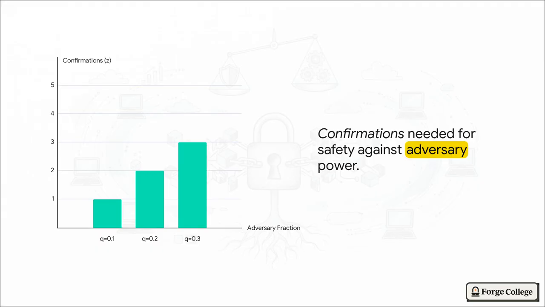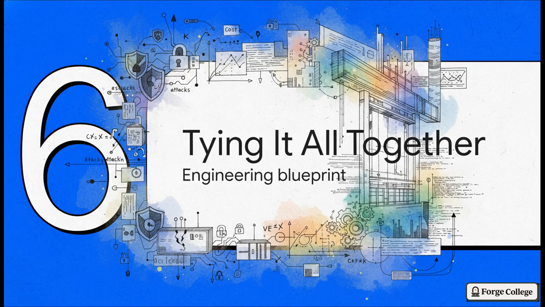I mean, if Q is only 0.1, it takes very few confirmations to be completely safe. But if Q is a much stronger 0.3, you're going to need to wait for a lot more Z's to ensure finality. Ultimately, the math proves that simply waiting for more blocks is your ultimate undeniable shield against an attack. And finally, Section 6, tying it all together. This is the engineering blueprint. We've mapped the attacks, done the math, measured the costs, and run the code. Now let's bring it all home.